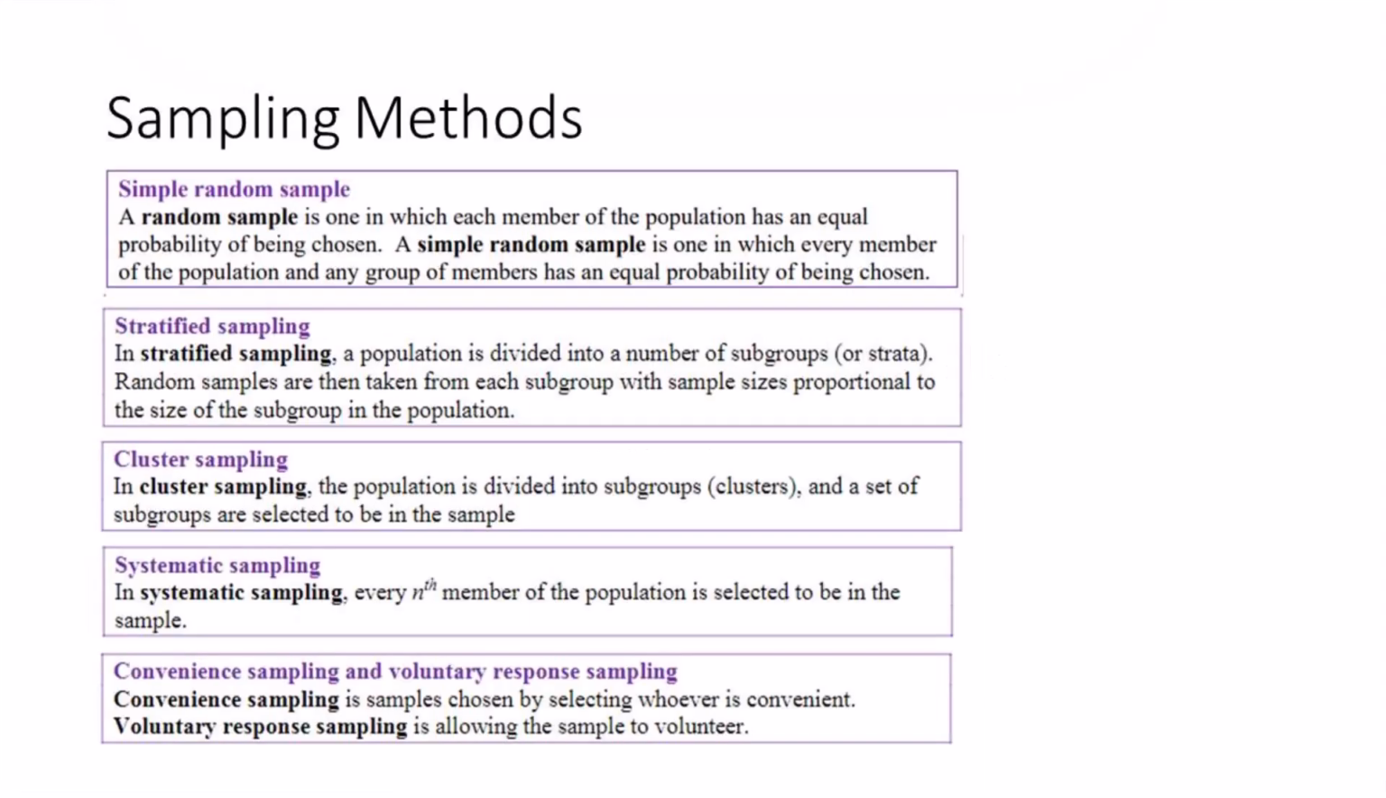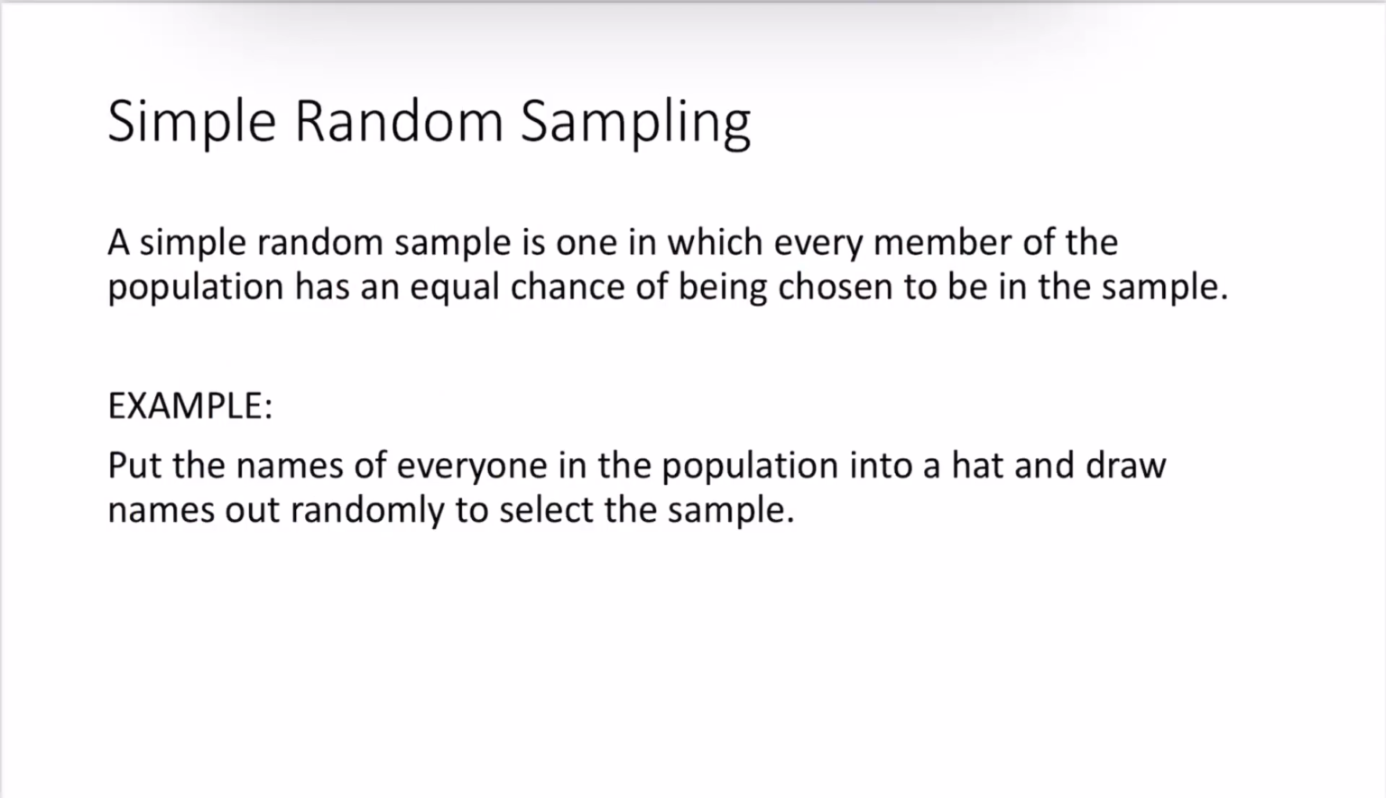So there are several different sampling methods that statisticians will use, and some of these sampling methods are more likely to give you a fair representation of your population than others are. So the first sampling method we're going to talk about is simple random sampling.